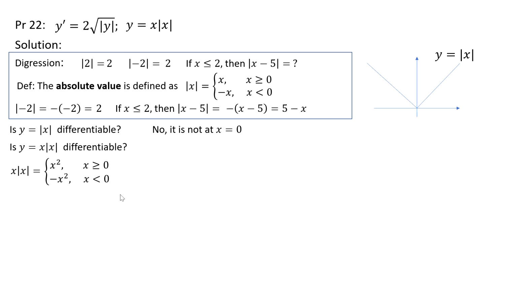Cool? Now we have some kind of an idea. I see. Let's ask one more thing. If we were to look at the graph of this, how would the graph of x times absolute value of x look like?